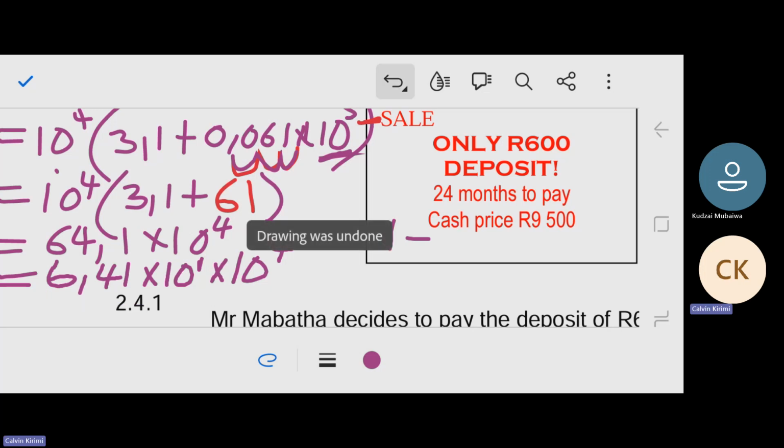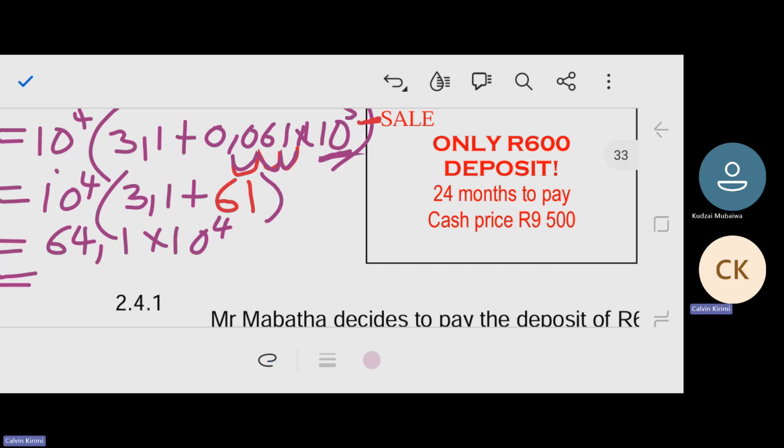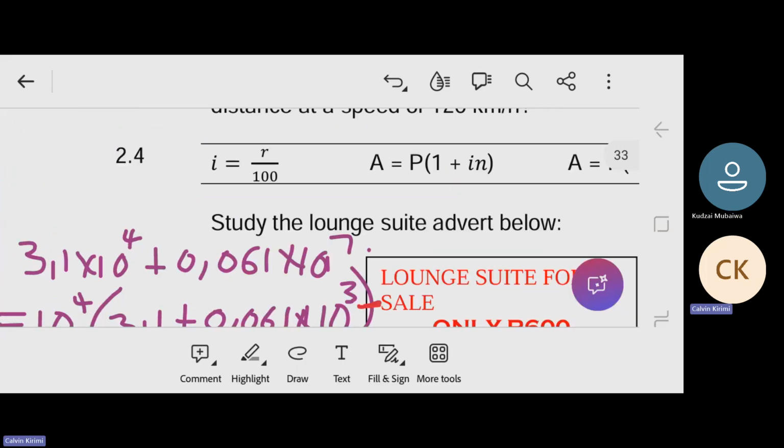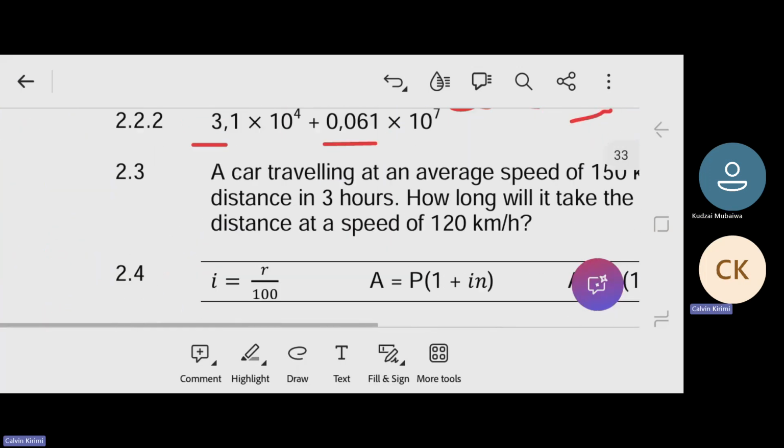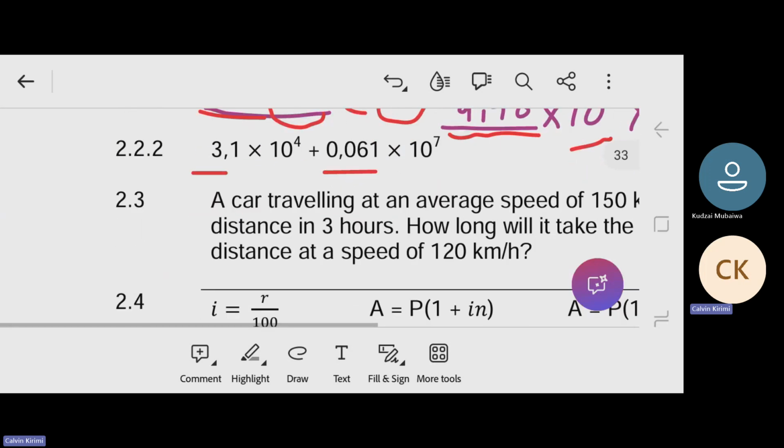So what is the final answer? I can't get it. I am saying 64,1 in standard form. How do you change 64,1 to standard form? Is it the first one which we did, by making it a number between 1 to 9? Yes, the number must be between 1 to 9.